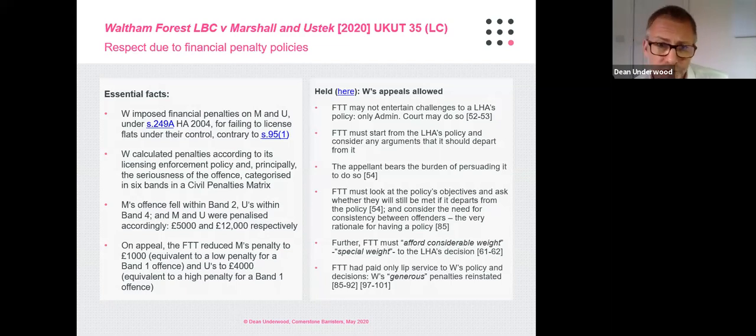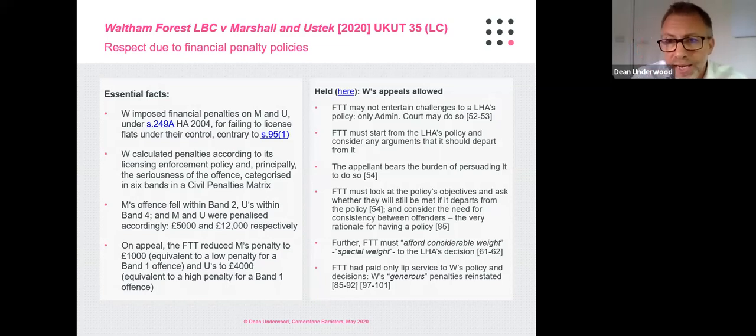Well, on appeal to the first-tier tribunal, the tribunal reduced Mr. Marshall's penalty to £1,000, that is the equivalent of a low penalty in Band 1, and Mr. Ustek's to £4,000, the equivalent to a high penalty in Band 1. Band 1 being reserved for the least serious type of offences within the civil penalties matrix. Waltham Forest appealed to the Upper Tribunal, and I had the privilege in that case of leading 2 of our very impressive juniors, Riccardo Calzavara and Tara O'Leary.